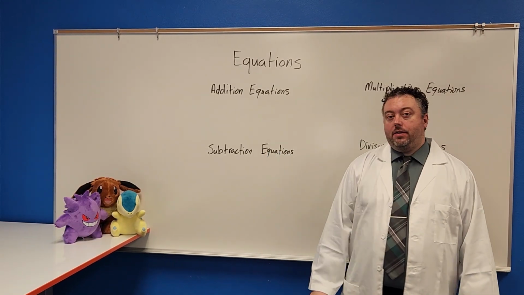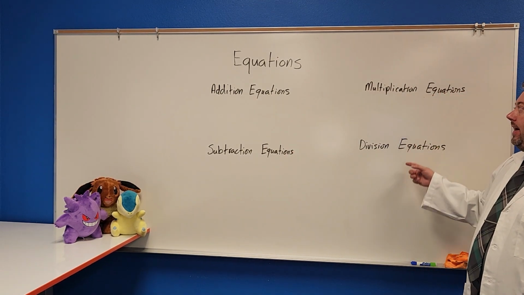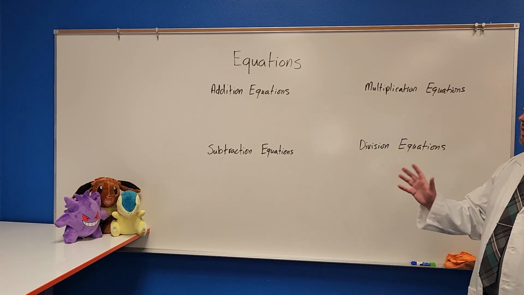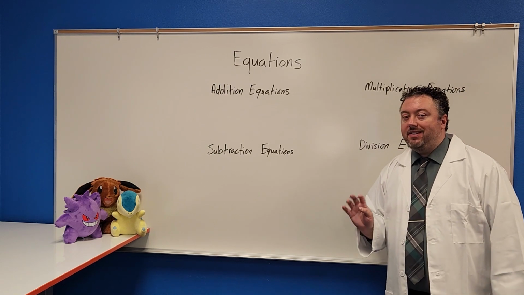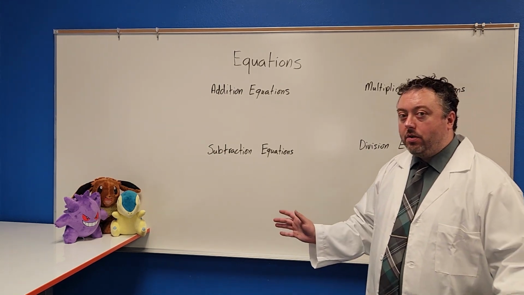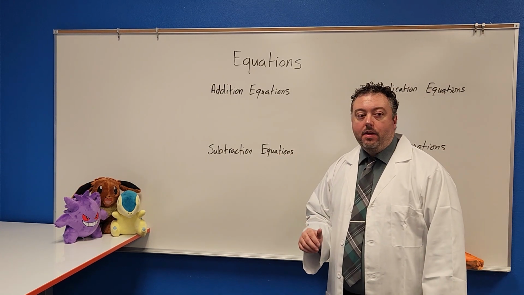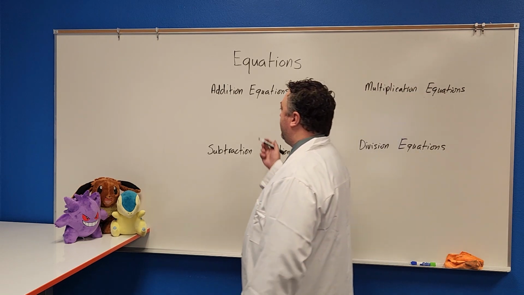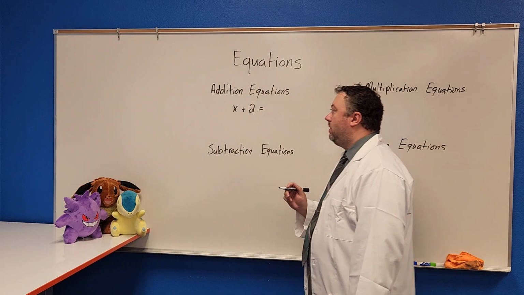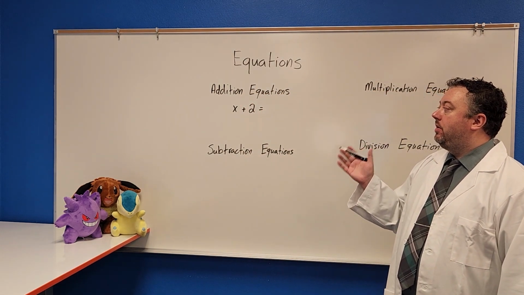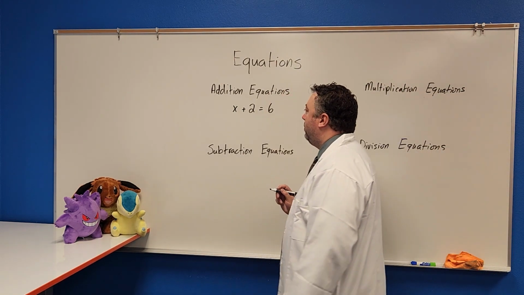Okay, now we're going to look at some specific types of equations. We are going to only look at the basic equations at this time: addition equations, subtraction equations, multiplication equations, and division. These are the 4 basic types of equations, and all other equations are extensions of these 4 basic ones. So the first type of equation we're going to look at is an addition. This is where you have an algebraic expression using the operation of addition equal to a single number.